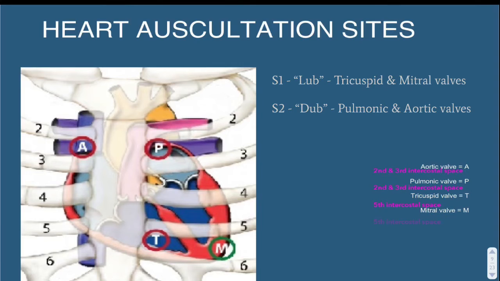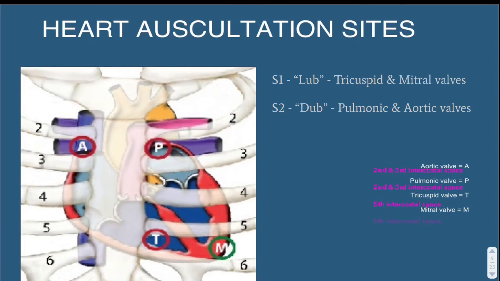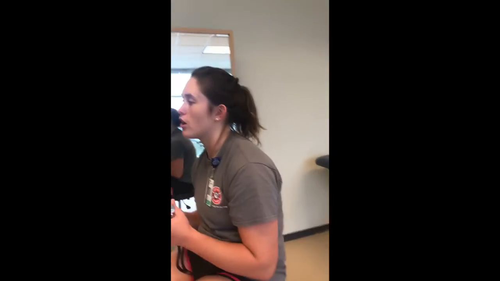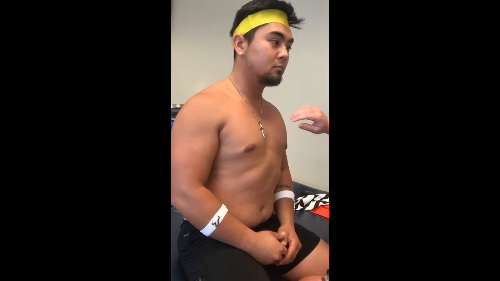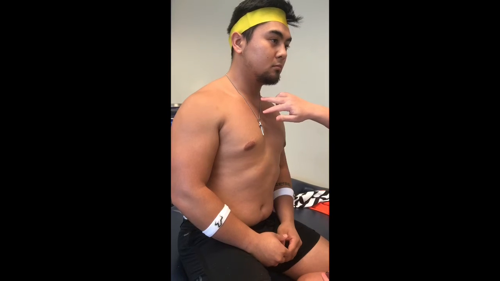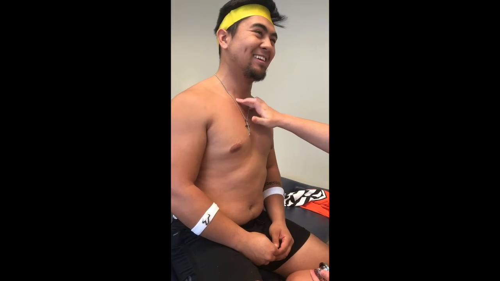Looking at the S2 or the dub sounds, that's what's coming from the aortic and pulmonic valves in the second intercostal space. We're going to find your heart auscultations, which there's going to be 4 spots, so I'm going to ask you to take off your shirt. And I'm going to find your second intercostal space. I need to find your clavicle.